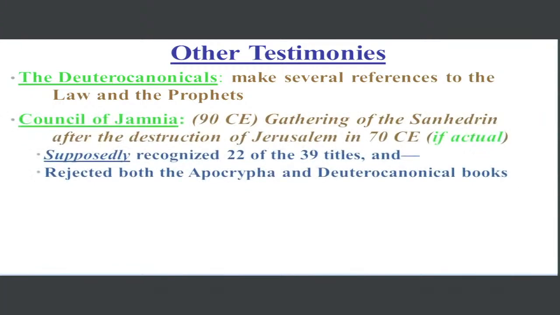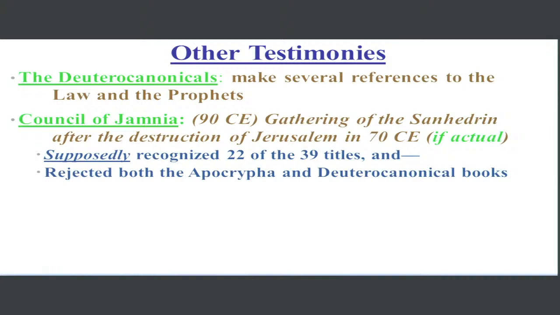The Council of Jamnia may have happened, may not have happened. There's a lot of debate. Some scholars believe it did happen, others don't think it ever did. If it did, it was a council of rabbis, probably, or the people, remember the Sanhedrin is the one, part of the Sanhedrin at least, that tried Jesus in the middle of the night. This is the Jewish Supreme Court.